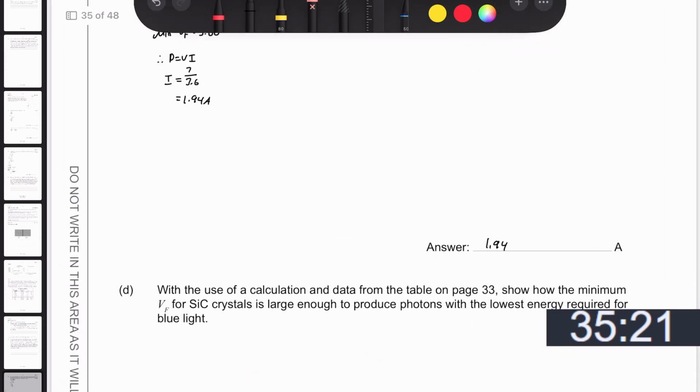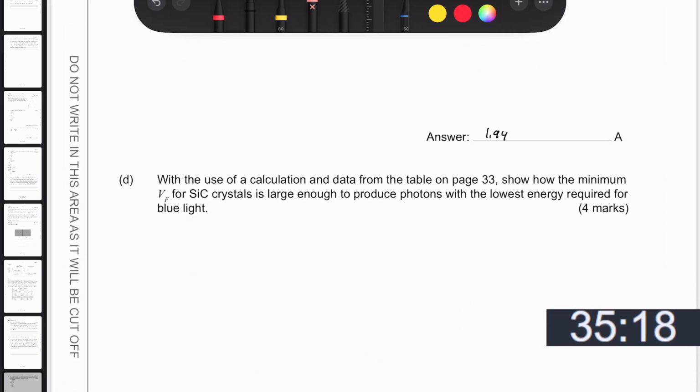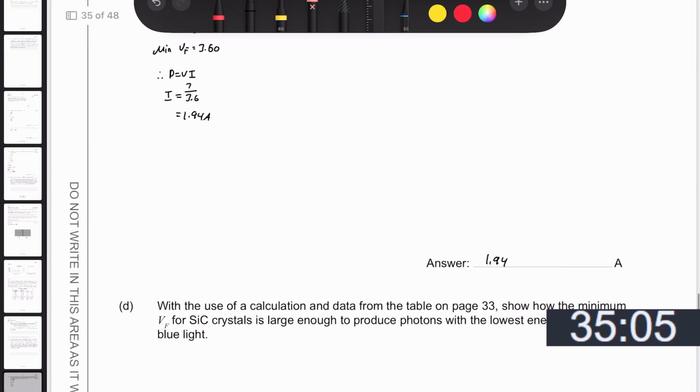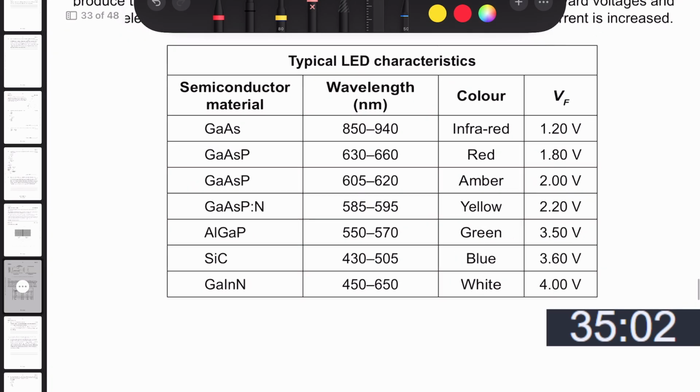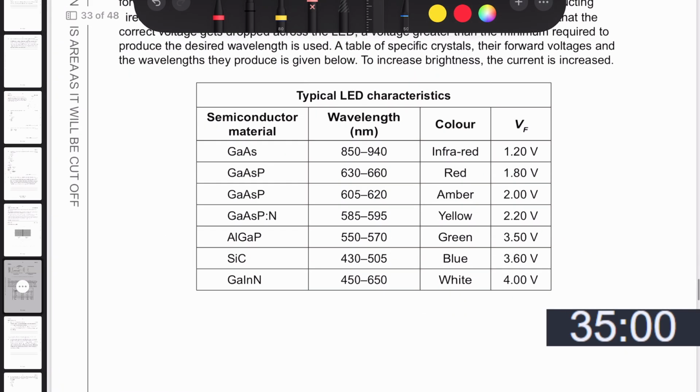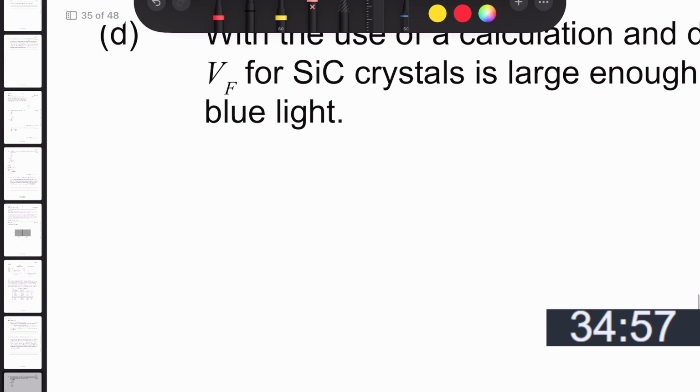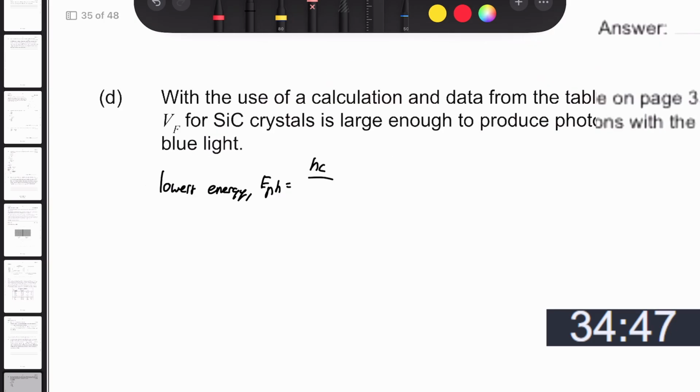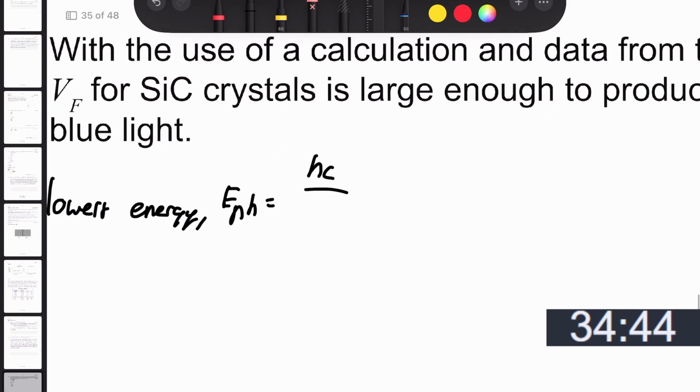Okay, with the use of calculation and data from page 33, show how the minimum VF crystal is large enough to produce photons with the lowest energy required for blue light. Lowest energy required for blue light is going to have the largest wavelength. So lowest energy photon is going to be hc over lambda.